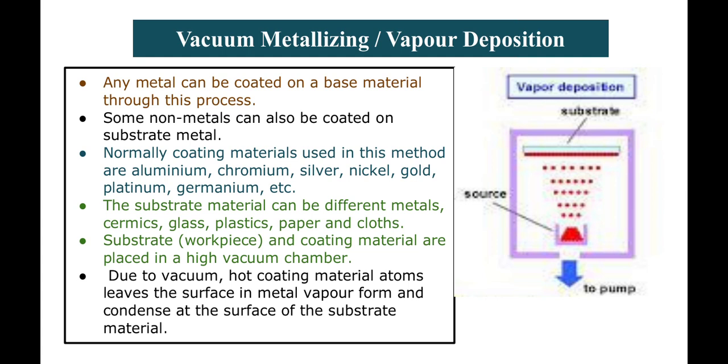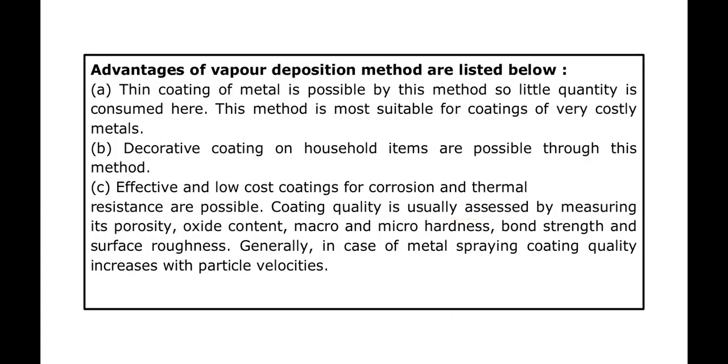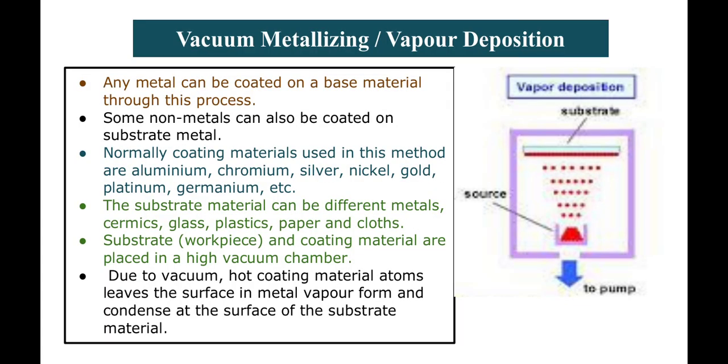In this process, the substrate, that is the workpiece, and the coating material are placed in a high vacuum chamber, as I have shown in this figure. The coating material is heated by electrical means, and due to the vacuum, hot coating metal atoms leave the surface in vapor form and condense on the surface of the substrate metal. The workpiece is kept slowly rotating during the process, so that the entire surface is exposed to the advancing coating metal vapor.